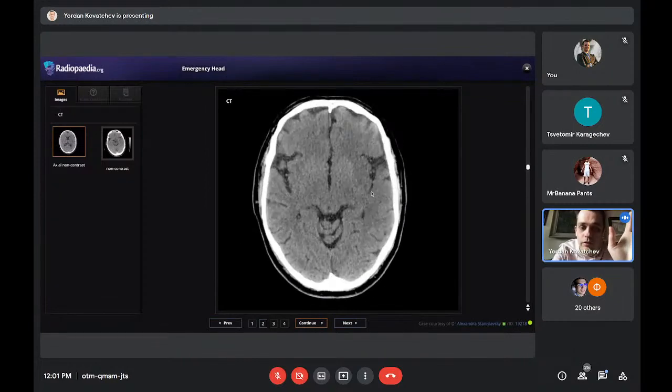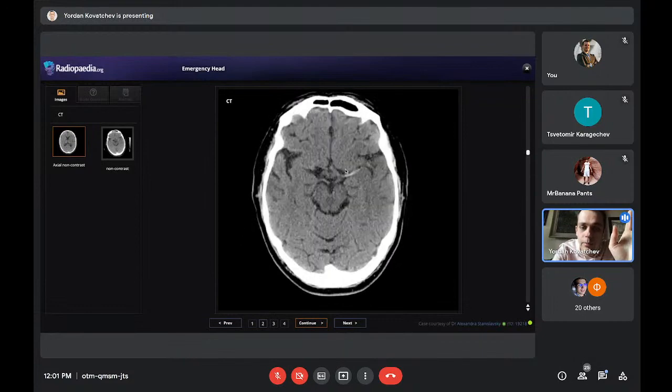That's why I want you to remember this: the loss of the insular ribbon and the hyperdense MCA. When you see this, you do a CT angio. As Dr. Karagechev said earlier, this is another type of CT scan where we inject contrast and we actually look at the arteries. I will show you that a bit later.